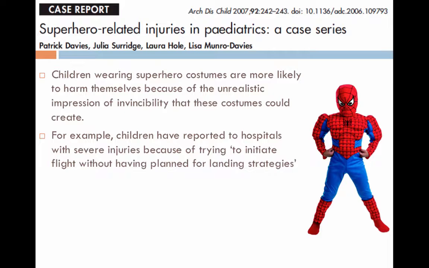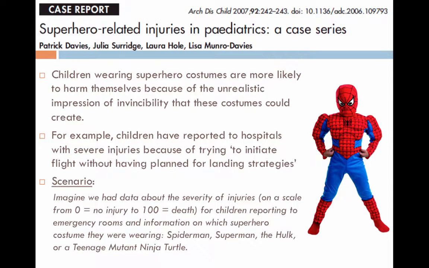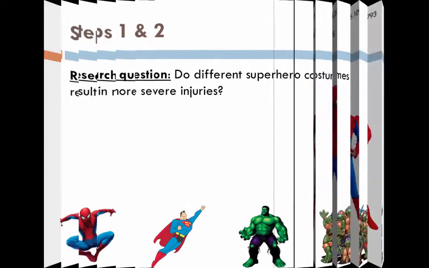For example, children have reported to hospitals with severe injuries because of trying, quote, to initiate flight without having planned for landing strategies, unquote. So imagine we had data about the severity of injuries on a scale from 0 to 100, where 0 means no injury and 100 means death. Imagine we had this data for children reporting to emergency rooms and information on which superhero costume they were wearing. Were they wearing a Spider-Man costume, Superman, the Hulk, or Teenage Mutant Ninja Turtle?